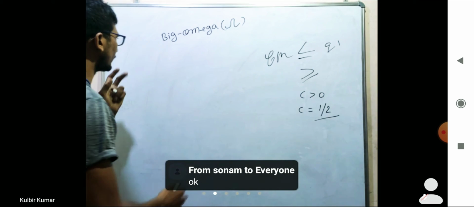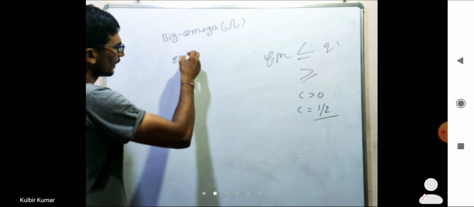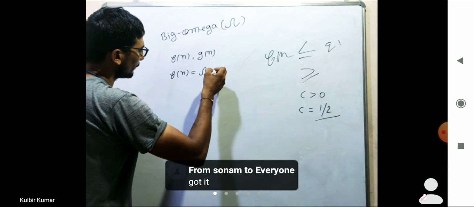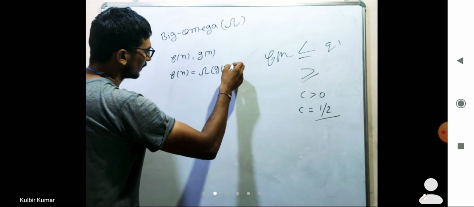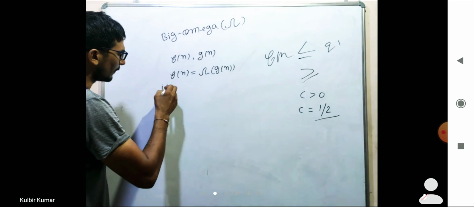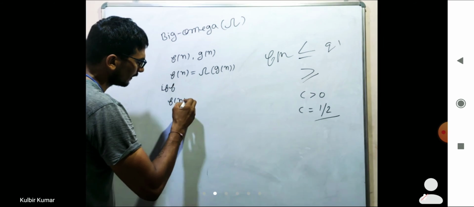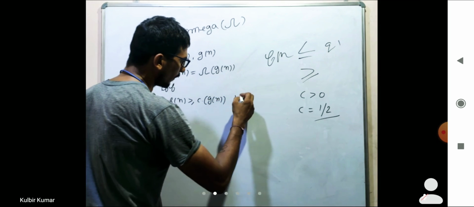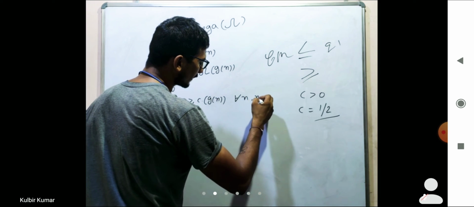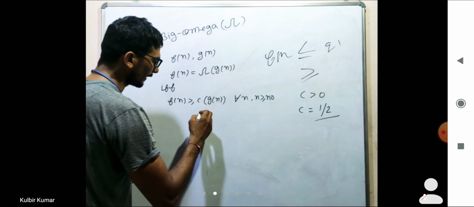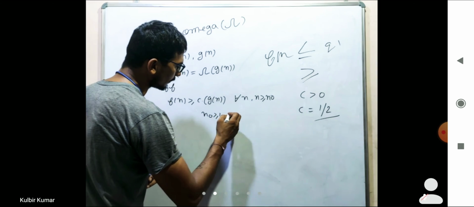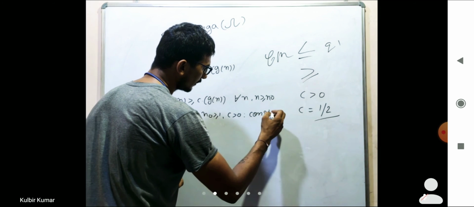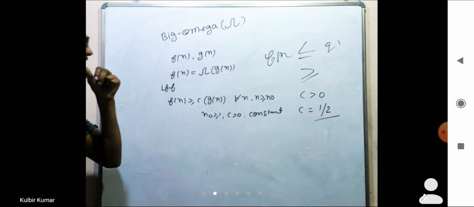Okay, so big omega notation. Two functions are given, f of n and g of n. I can write f of n is big omega of g of n if and only if f of n is greater than or equal to c into g of n for all n greater than or equal to n naught. And again, n naught is greater than or equal to 1 and c is greater than 0, and both are constants. That's it. This is the definition of big omega notation.